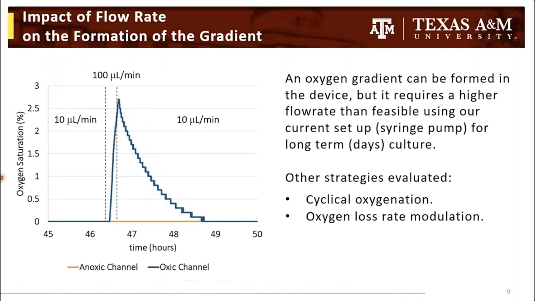So as you can see in this graph, the device is fully anoxic when it's being perfused at 10 microliters per minute. But then if we increase the perfusion rate tenfold to 100 microliters per minute, we see that oxygen saturation percentages increase in the oxygen channel. Now, unfortunately, as soon as we stop this flow rate and bring it down to 10 microliters per minute, we once again see that oxygen stops being able to reach the co-culture chambers.